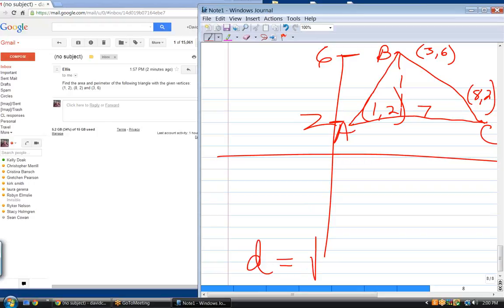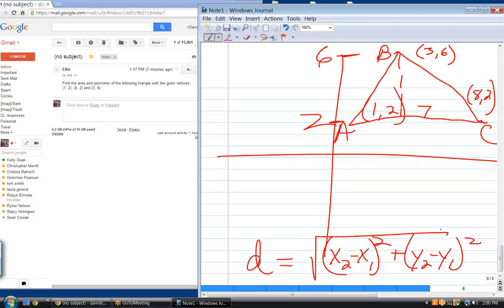I don't know it. Well, think of the Pythagorean Theorem. It's always going to be the hypotenuse of a triangle. So it's always going to be x sub 2 minus x sub 1 squared plus y sub 2 minus y sub 1 squared. In other words, it's the Pythagorean Theorem.